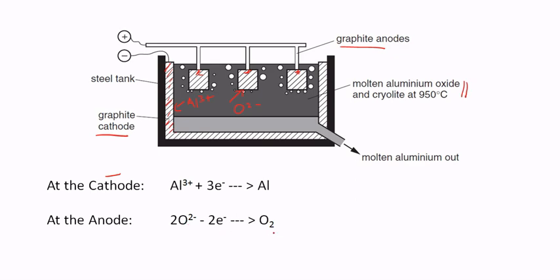oxygen gas. Now, what is happening is that, you notice we have bubbles being produced at the anode. Now the oxygen produced at the anode reacts with the graphite. So remember, graphite is carbon. Carbon plus O2 produces CO2. So what happens over time is that the anodes have to be replaced because they are being used up, or the mass of the anodes is decreasing.